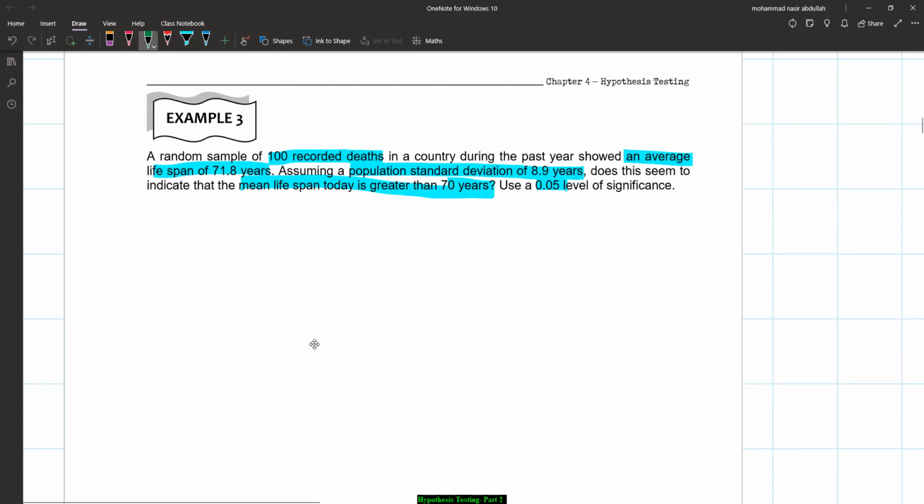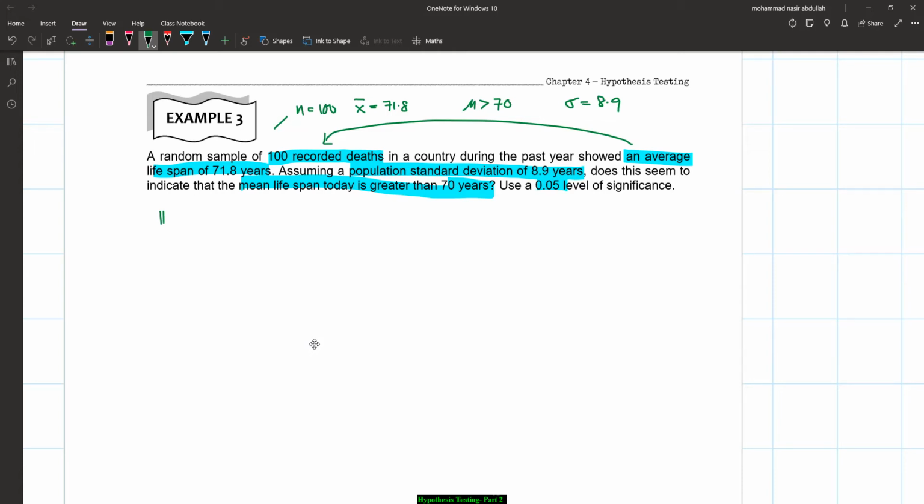So dekat sini they give us the value of n equal to 100, and they also give us the x bar, right? X bar average of lifespan for 100 record death. So this one should be 71.8, and the claim is mu is more than 70 years. So this is the claim, and they also give us the population standard deviation, which is 8.9. So since we already know the population standard deviation, we're going to use Z distribution.